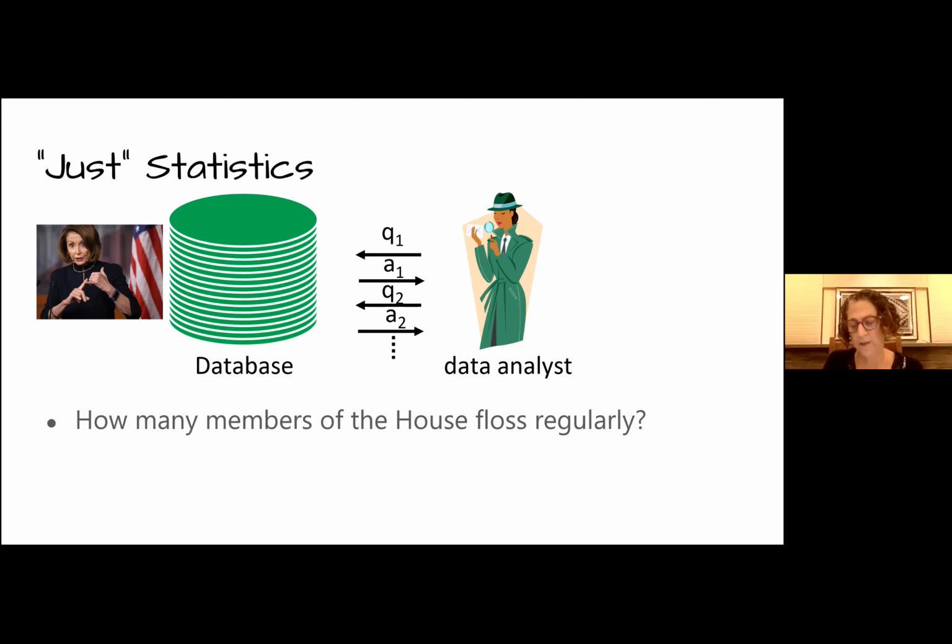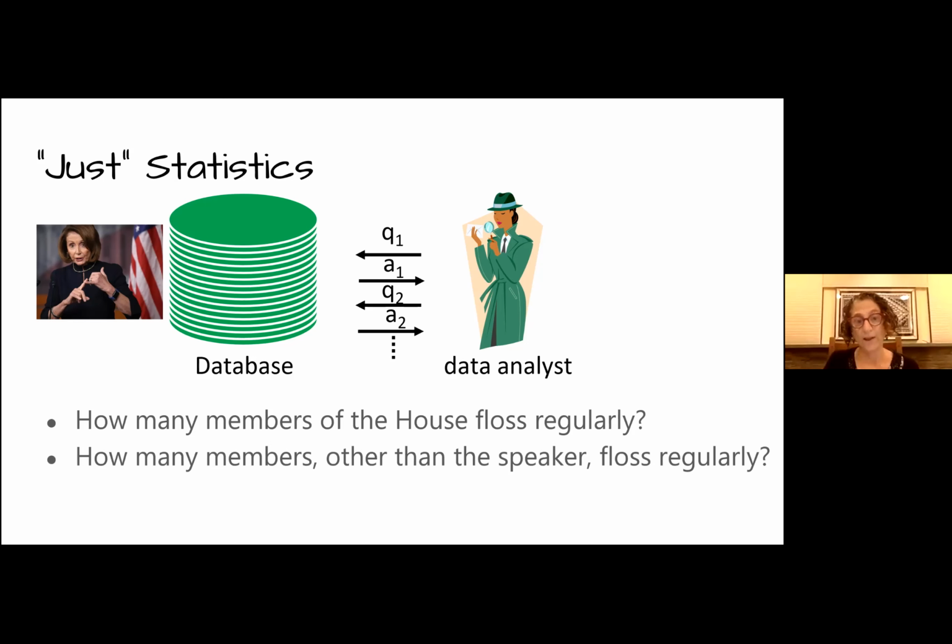But suppose you got the exact answer to this question and you got the exact answer to this one: how many members, other than the speaker, floss regularly? If you know the answers to both of them, you can take the difference and determine whether Nancy Pelosi flosses regularly or not. So even though each of these queries is a query over a large number of people and aggregates the answers from a large number of people, their difference is disclosive.